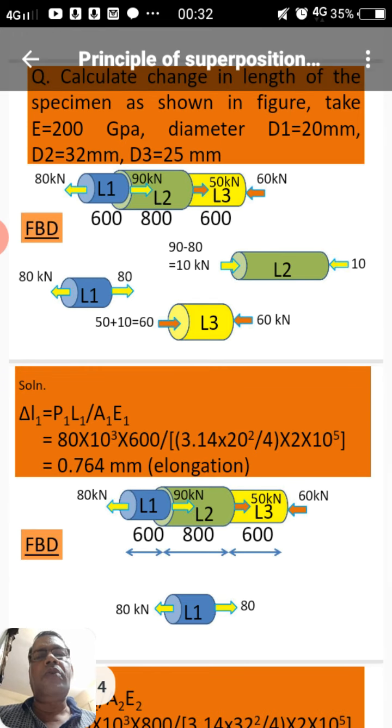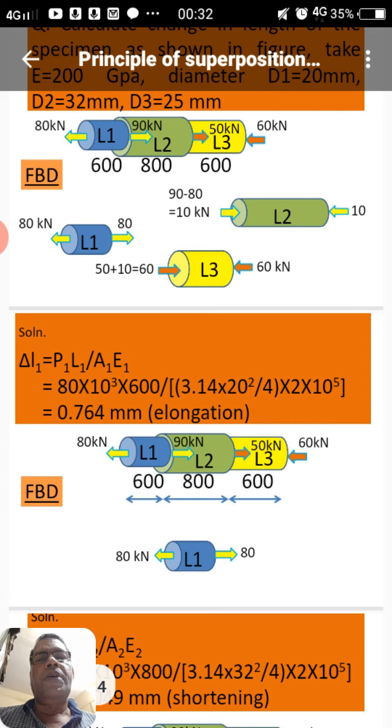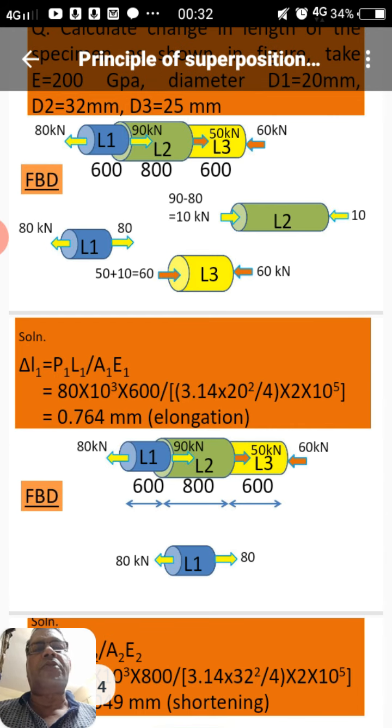So this bar is shown, with every force shown: L1 length 600 millimeter, L2 length 800 millimeter, and L3 length 600 millimeter. The forces are shown: 80 kN on the first L1 portion leftward, and at the other end of L1 it is 90 kN rightward. At the right end of L2 it is 50 kN rightward, and at the last end of L3 it is 60 kN leftward.